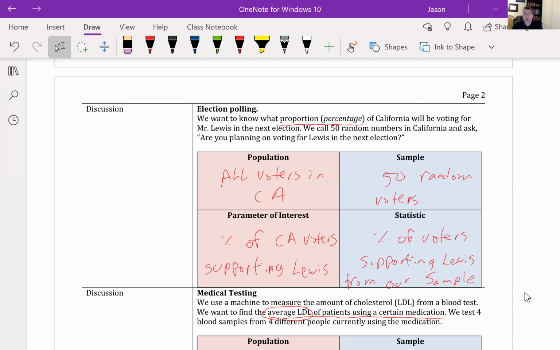Population is all voters in California. And the sample is the 50 random voters that we call. Parameter of interest is the percent of California voters supporting Mr. Lewis. And the statistic is the percent of voters supporting Lewis from our sample.